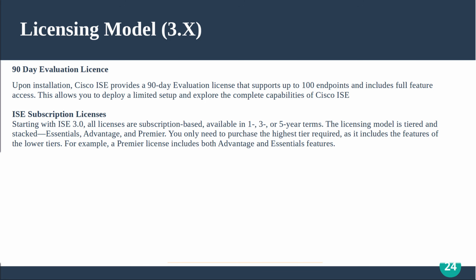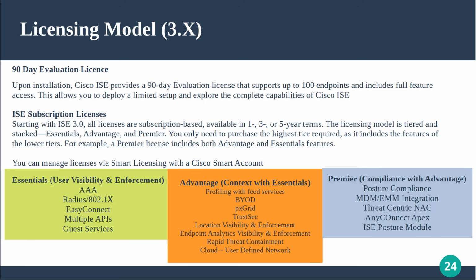ISE subscription licenses: starting with 3.0, all licenses are subscription based, available in 1, 3 or 5 year terms. The licensing model is tiered and stacked: Essential, Advantage and Premier. You only need to purchase the highest tier required, as it will include the features of the lower tiers. For example, a Premier license includes both Advantage and Essential features. You can manage licensing via Smart Licensing with a Cisco Smart account.